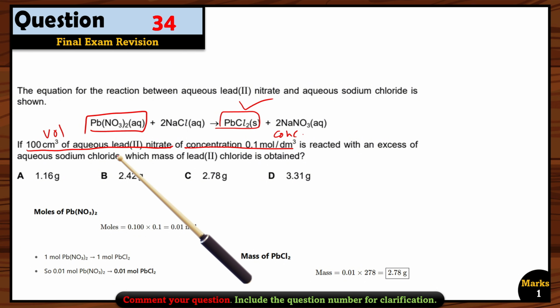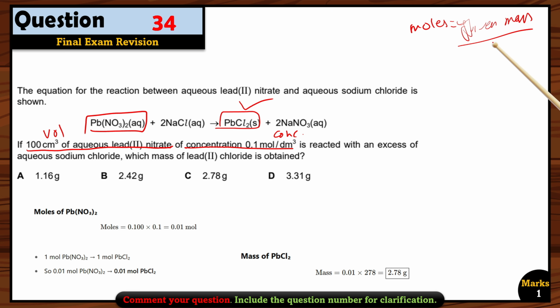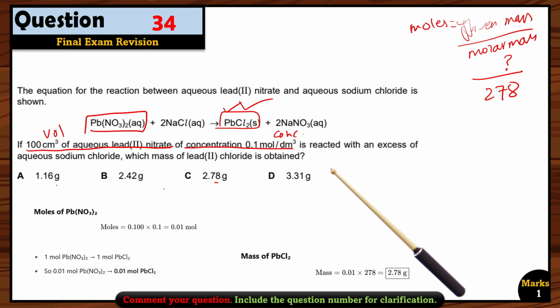So, first of all, what is the formula to find the mass of lead chloride? Simple. Moles is equal to given mass divided by molar mass, right? Molar mass of PbCl2 you can easily find from the periodic table, right? So molar mass we already know it is 278, but we don't know about the given mass. We have to find it from here. But we also don't know about the number of moles.